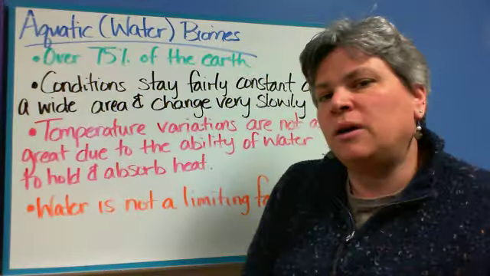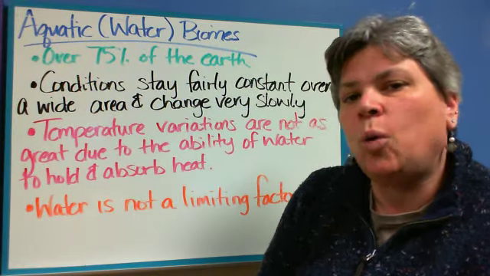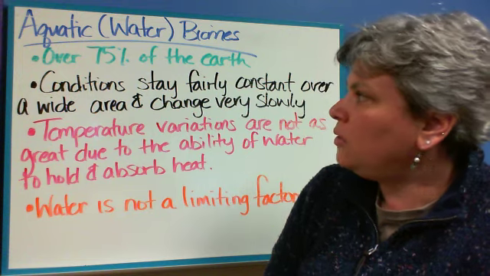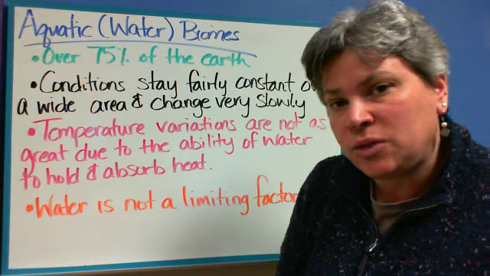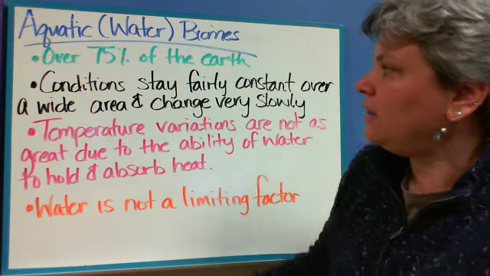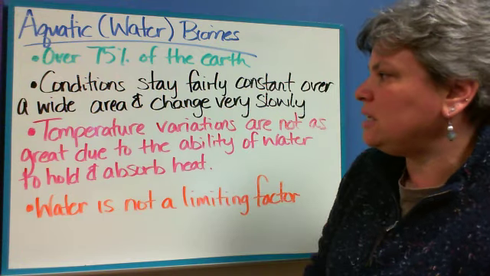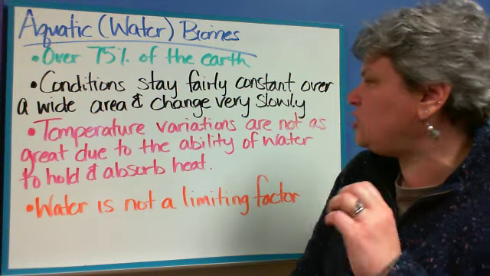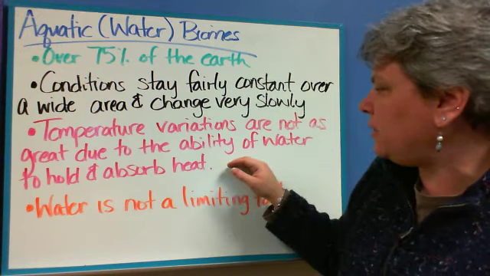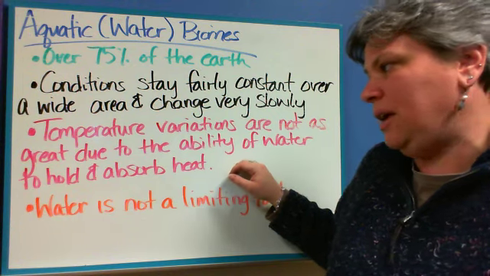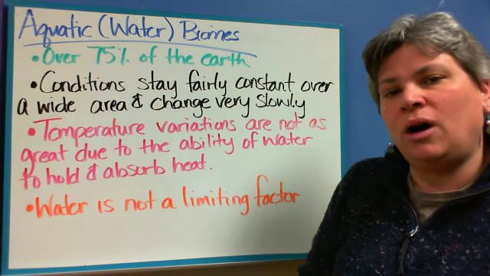So now that we've moved through our land biomes, we're going to take a look at aquatic or water biomes. The water biomes are over 75% of the earth. Remember, the land was 25, so the water's 75. The conditions stay fairly constant over a wide range, and they change very, very slowly. Now, why is that? Because temperature variations are not as great because of the ability of water to hold and absorb heat.